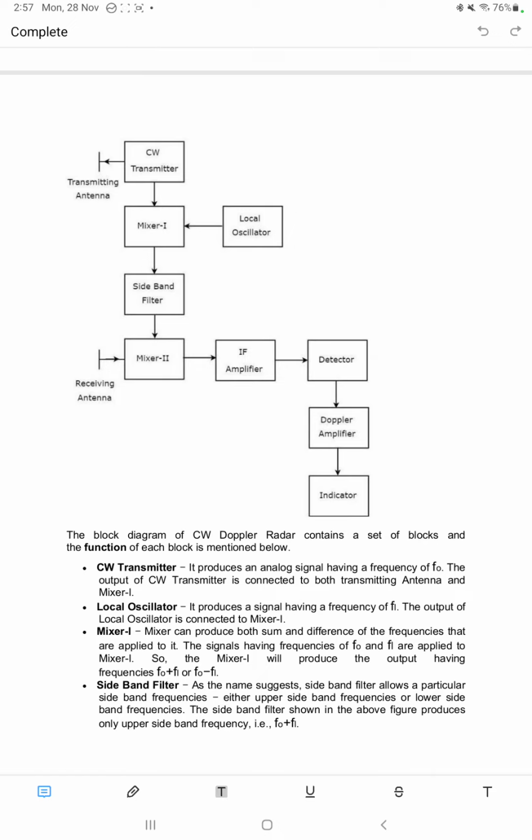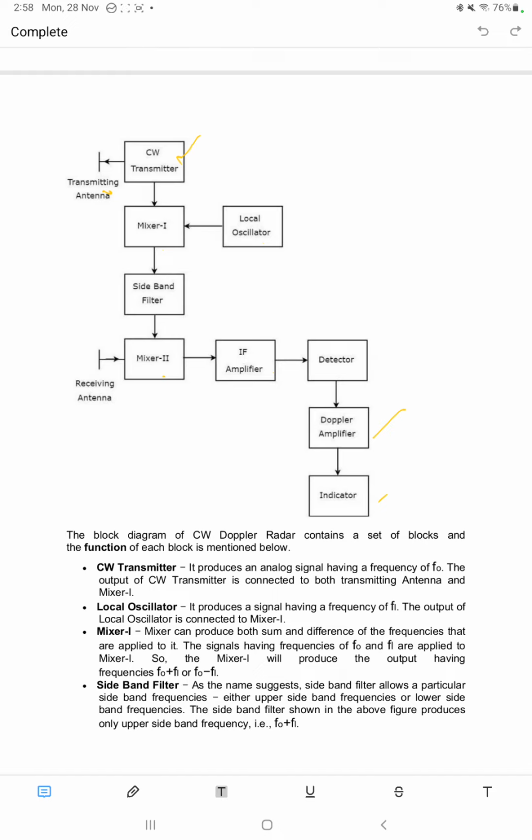This is continuous wave radar. The block diagram of continuous wave Doppler radar contains a set of blocks: CW transmitter, transmitting antenna, local oscillator, mixer 1, sideband filter, mixer 2, IF amplifier, detector, Doppler amplifier, indicator. Let us discuss each block clearly.